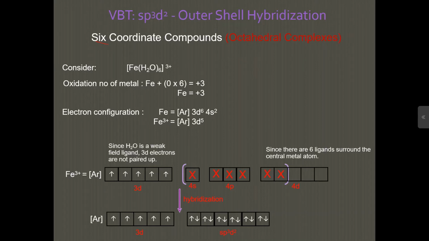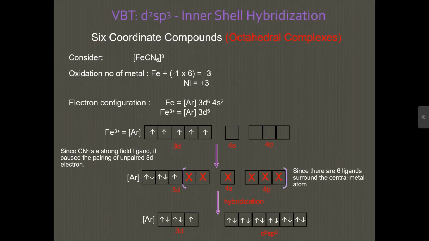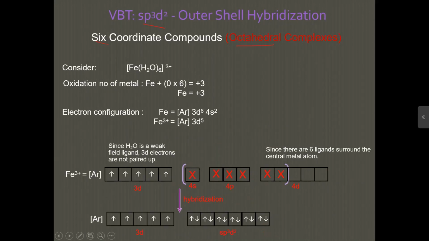Both of these hybridizations will cause the same molecular geometry, which is octahedral. The difference is that sp3d2 is known as outer shell hybridization. So how do we get the outer shell hybridization? The method is the same. First, if you see you have 6 coordination numbers, you know that it will become octahedral molecular geometry.